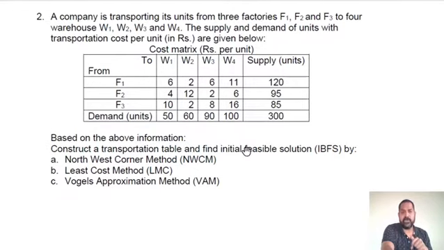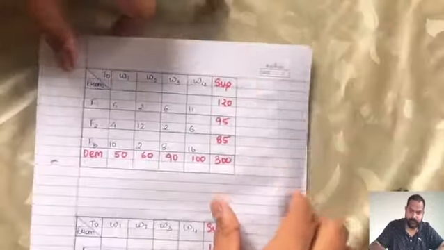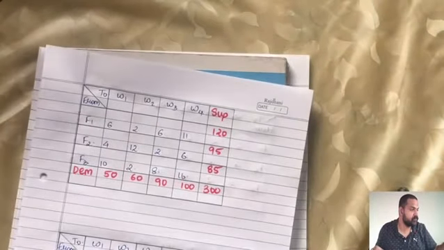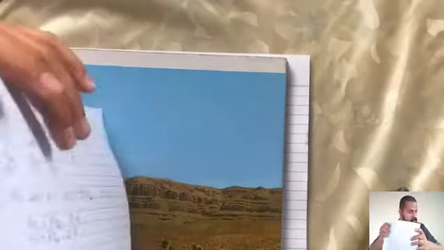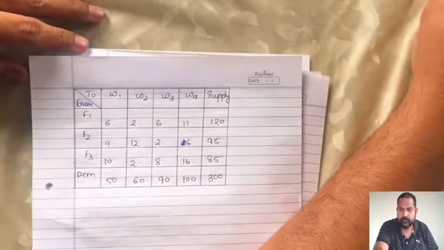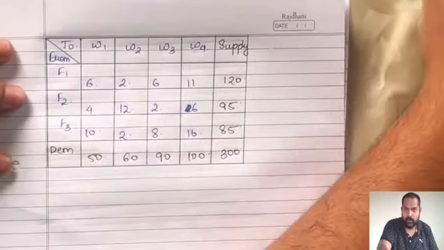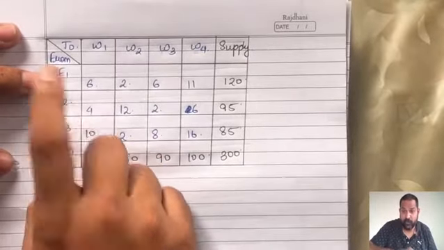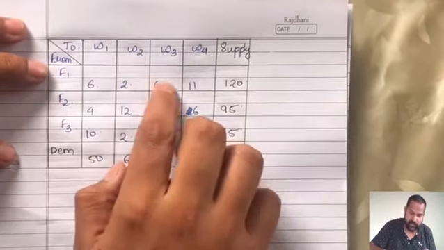Based on the information, number 1, construct a transportation table and find the initial basic feasible solution. So find the IBFS using number 1, the northwest corner method or NWCM. Again, let me draw the question first or write the question down first. I have the question ready. Let's begin. So this is the question that they have given us, and that is factory 1 to warehouse 1, 6 rupees per unit. Factory 1 to warehouse 2, 2 rupees per unit. Factory 1 to warehouse 3, 6 rupees per unit, and so on.